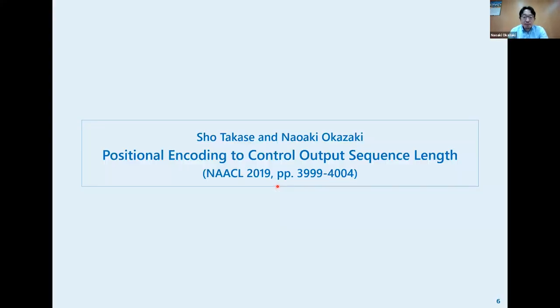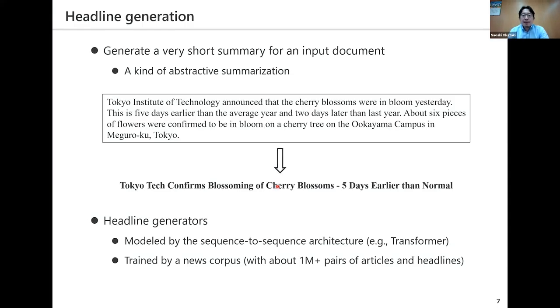So let's start the first part. In the first and second parts, we address the task of headline generation. Given an input text like this one, headline generation creates a very short summary like this one. This task is a kind of abstractive summarization where we want to generate new sentences or phrases that do not appear in the input text. Usually, a headline generator is modeled by a sequence-to-sequence architecture such as transformer, where in machine translation terms, source text corresponds to an article and target text corresponds to a headline. The headline generator is trained on a news corpus with more than 1 million pairs of articles and headlines.